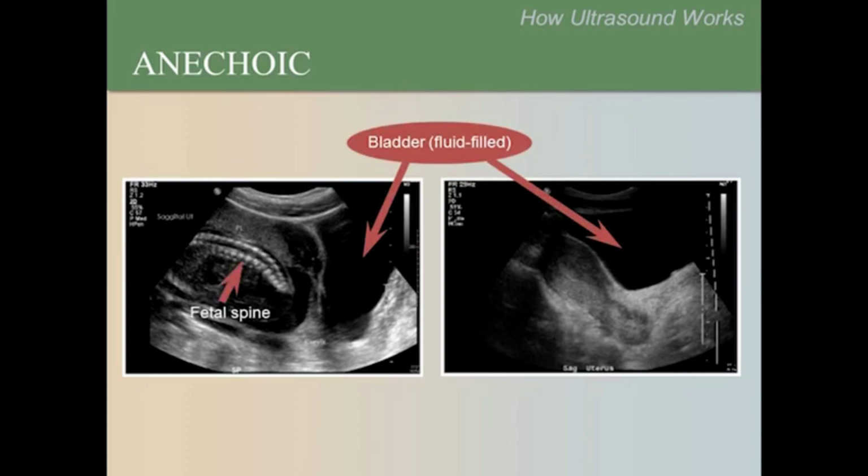Other structures that should be noted here include the hyperechoic fetal spine on the left and the hypoechoic or gray-colored placenta on the left and the uterus and cervix on the right.